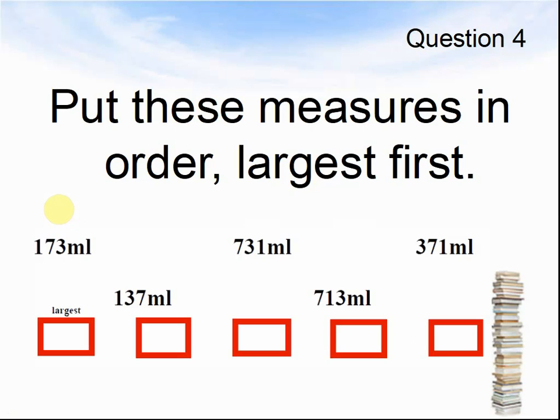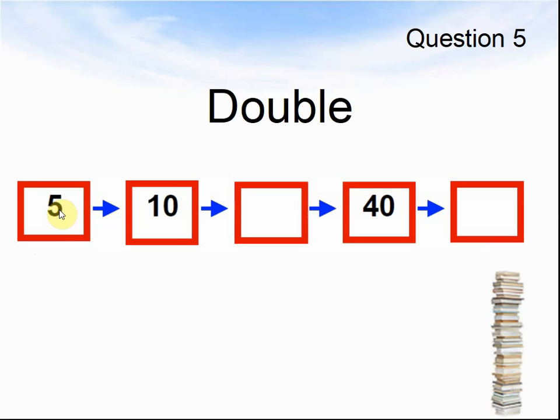Here comes question 5. Question 5. Double 5 makes 10. 10 doubled makes something. Something doubled makes 40. 40 doubled makes something else. What are the missing numbers? Pause the video until you are ready for question 6.